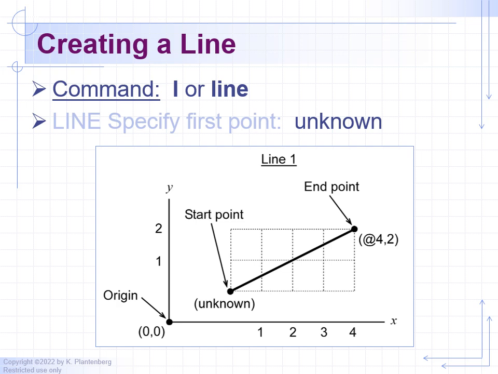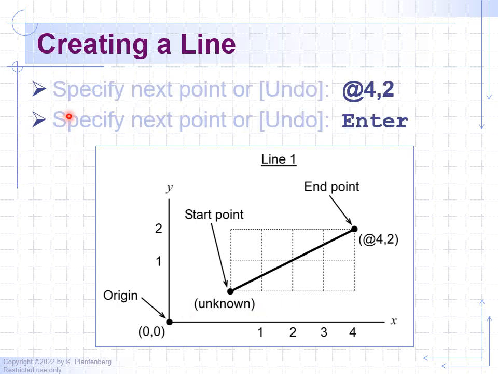So again, creating a line, we use L, the line command, line button, etc. Pick any point you want. In this case, we're going to pick an unknown point. All right, and now we've got that point selected. You can just click on it with your mouse. And then when it says specify next point or undo, we put in @4,2.